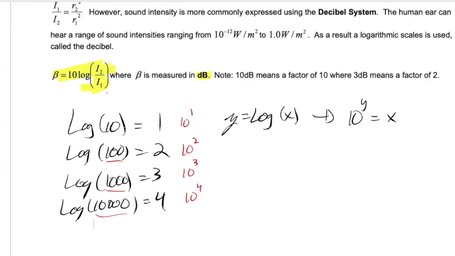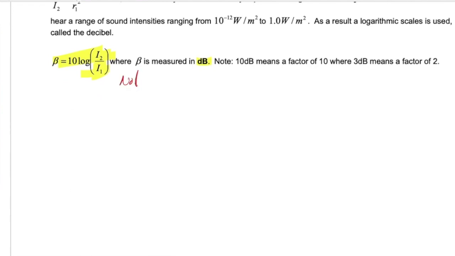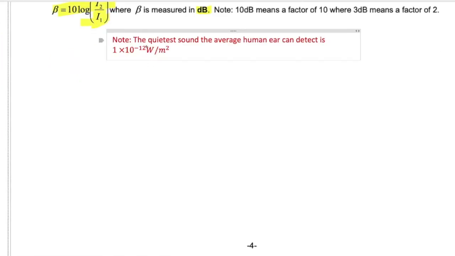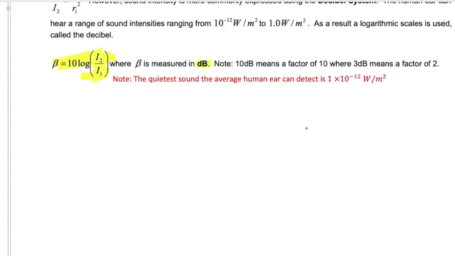Well, the problem is we don't always have two intensities here. So we're going to talk about the lowest intensity. Note, the quietest sound, actually, I should probably type this up. The quietest sound the average human ear can detect is 1 times 10 to the negative 12 watts per meter squared. So where did this number come from? Through testing.